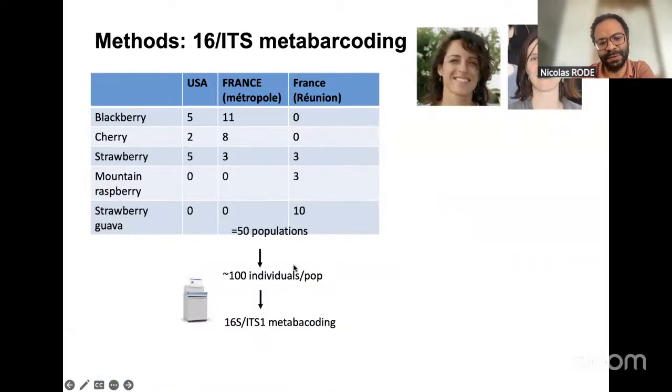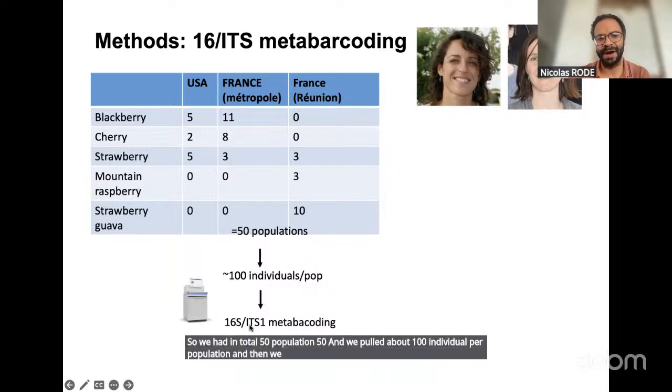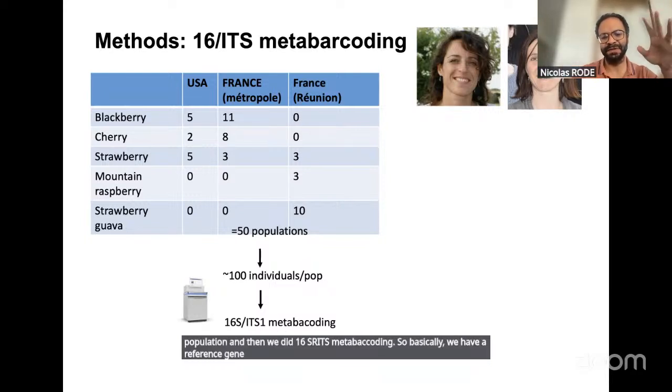Then we had in total 50 populations, and we pooled about 100 individuals per population, and then we did 16S or ITS metabarcoding. So basically, we have a reference gene either for bacteria, 16S, or ITS1 for fungi, and with this, we can assay the diversity of the community of each sample.